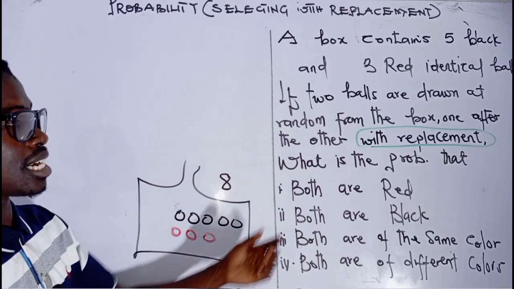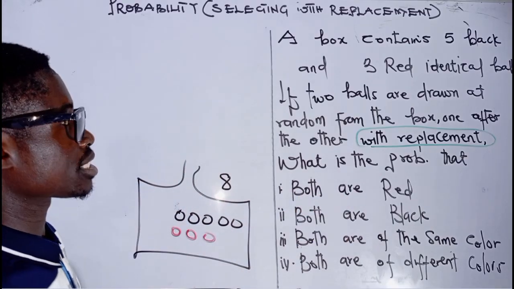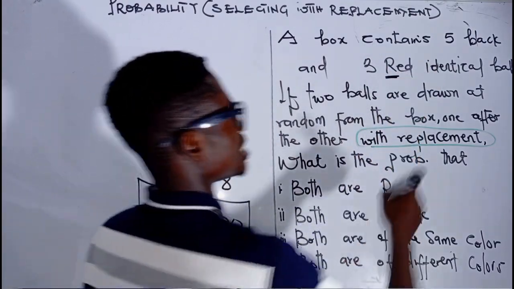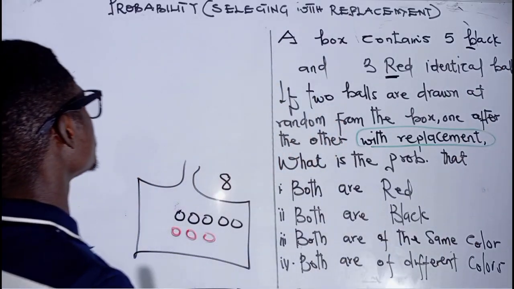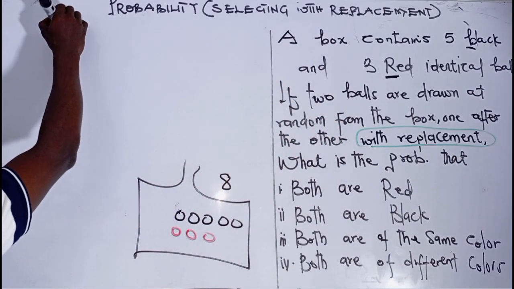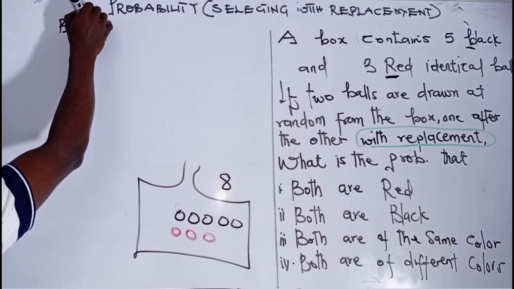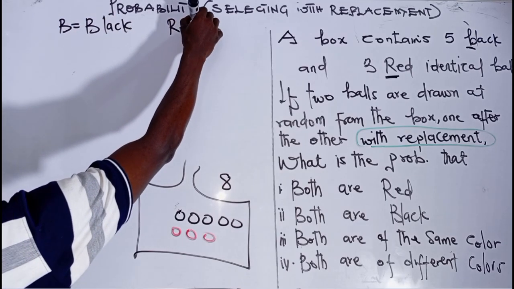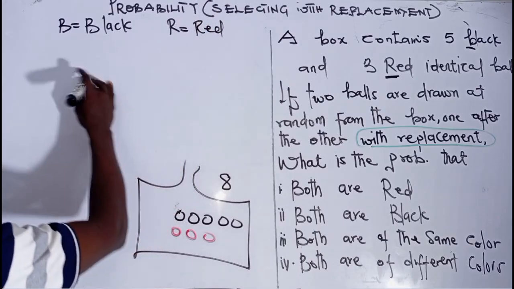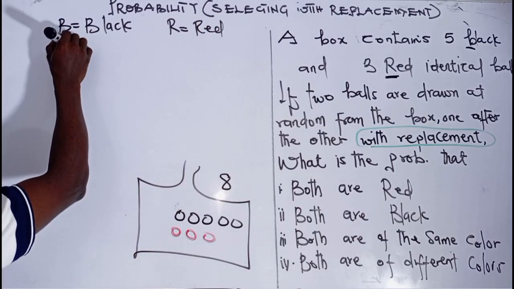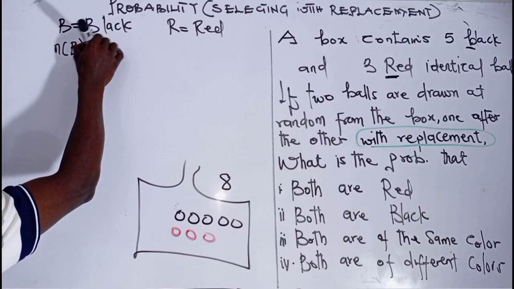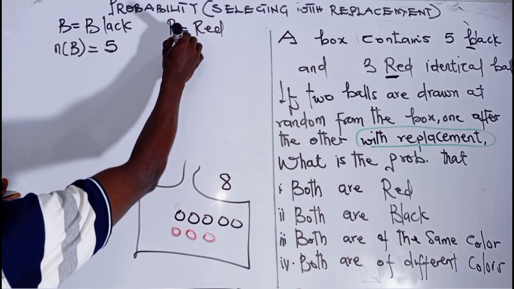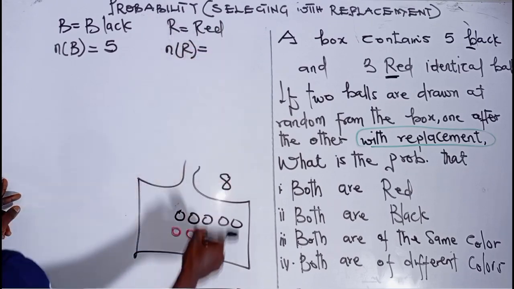We want to find the probability that both balls are red. Before we start, let's use R to represent red and B to represent black. Now the number of black balls in the box, we have 5, and the number of red balls in the box, we have 3.